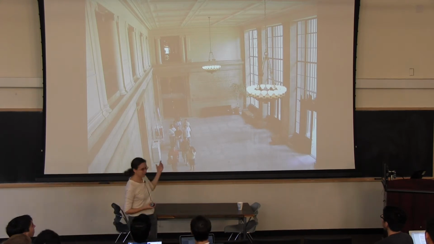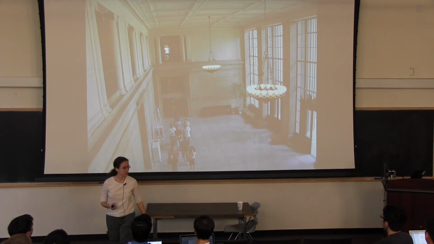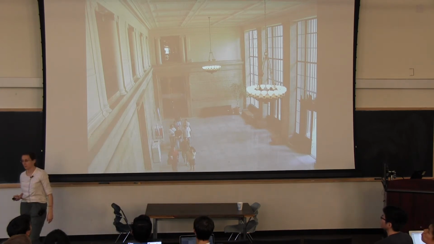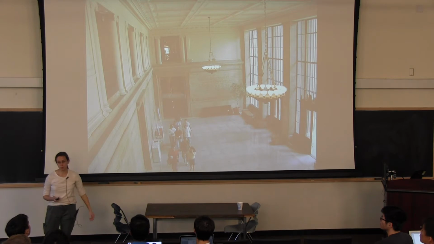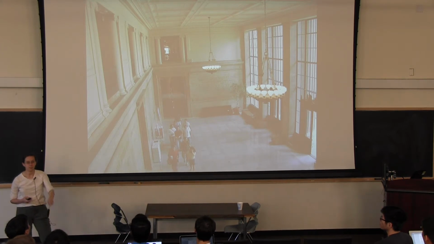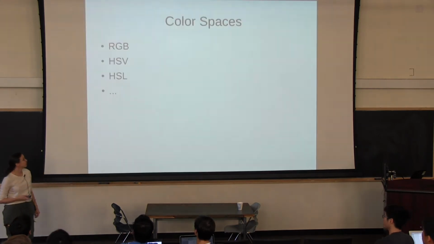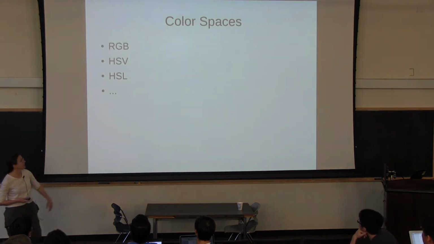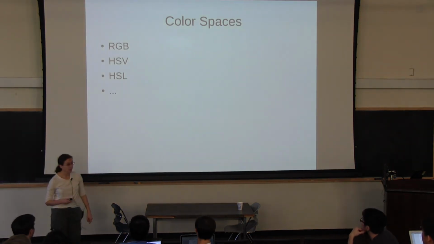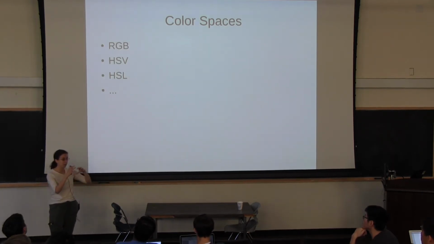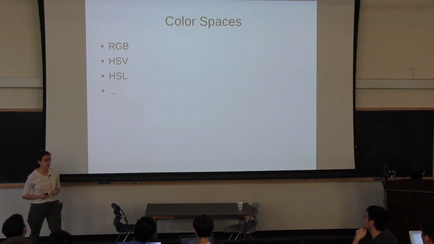So this is a picture, and each little square is a pixel with R, G, and B. Is RGB the only way to do it? Yeah, right. There's a bunch of other color spaces, HSV, HSL, where instead of doing R, G, and B and then combining them, you can have other basis vectors for your image space.